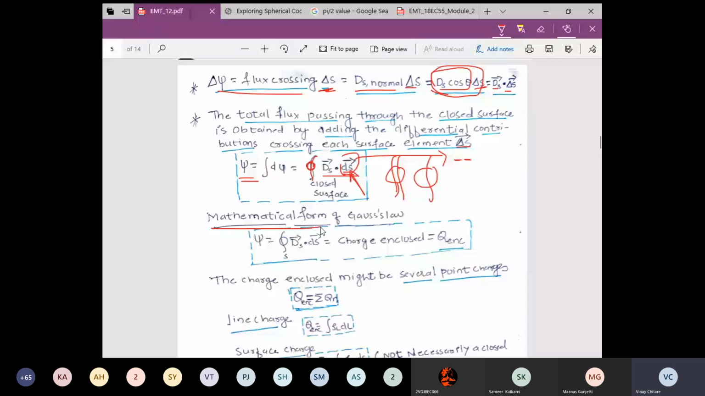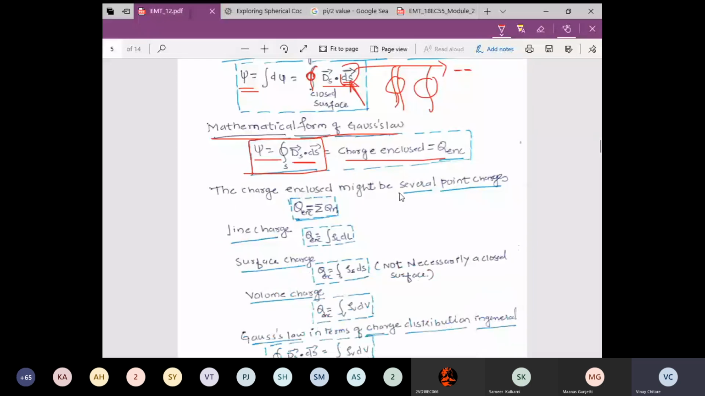Okay. Next, we can write the mathematical form of Gauss's law. It says that the total flux crossing any closed surface is equal to the charge enclosed. The mathematical form of the flux crossing a closed surface is a closed surface integral of D dot dS.